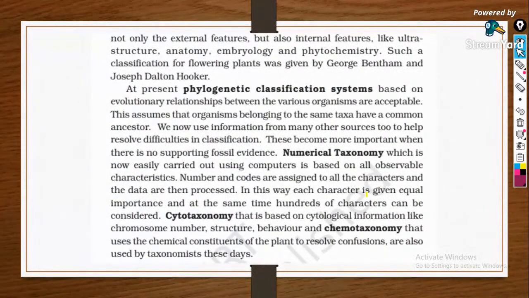Now we are going to learn some of the terms related to the numerous branches of taxonomy. First are cytotaxonomy, numerical taxonomy, and chemotaxonomy. Numerical taxonomy is the taxonomy that is now easily carried out with the help of computers, that is, bioinformatics. Mathematics is also incorporated along with that. Numerical taxonomy is also known as phenetics.